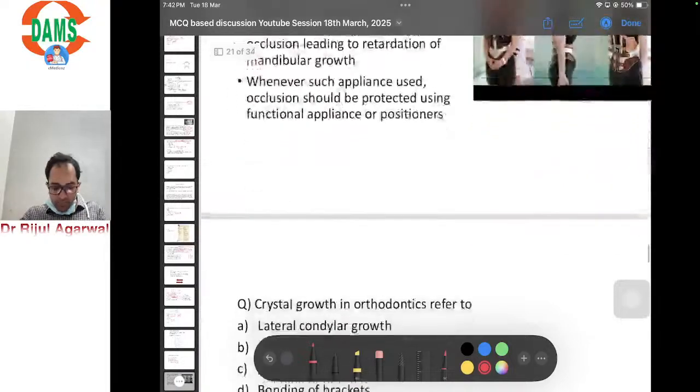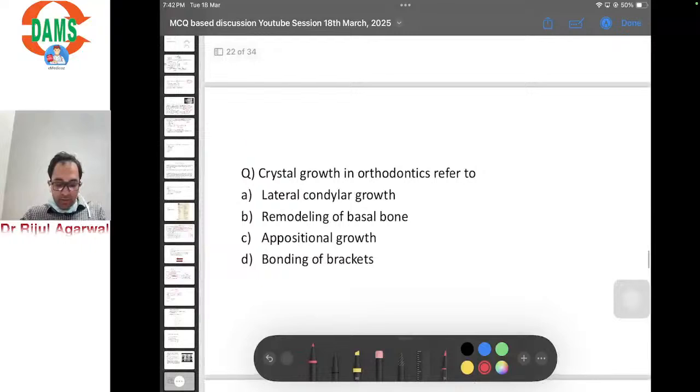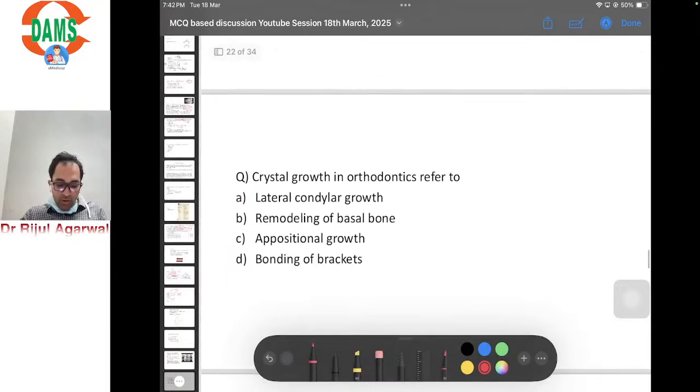Okay. Next question. What does crystal growth in orthodontics refer to? I don't know if I've discussed this or not. The options are lateral condylar growth, remodeling of basal bone, appositional growth, or bonding of brackets. So what is, in short, crystal growth theory in orthodontics, refers to?